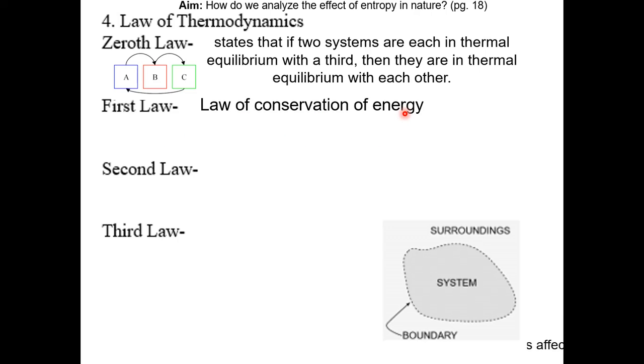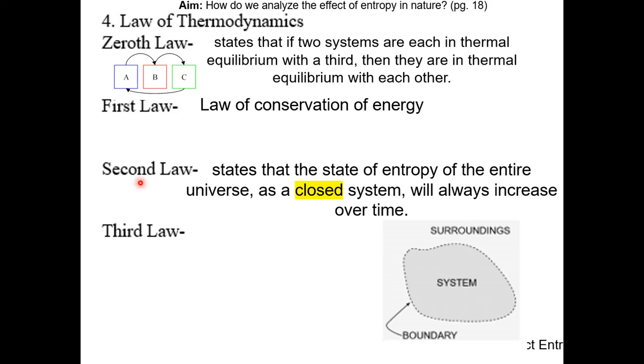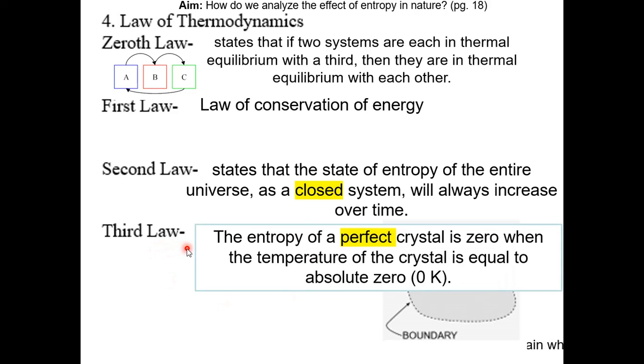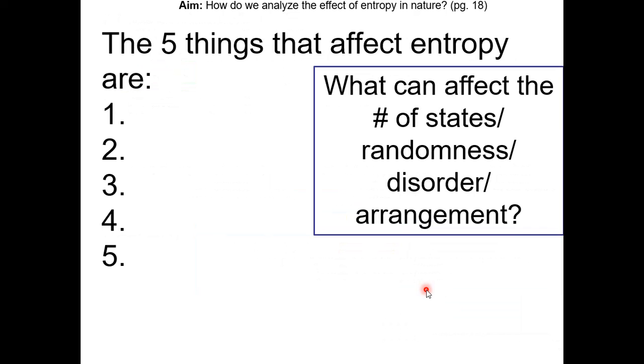Energy cannot be created or destroyed. The second law of thermodynamics states that the entropy of the entire universe, as a closed system, will always increase over time. So whenever you have a closed system, entropy will always increase. The third law states that the entropy of a perfect crystal is 0 when the temperature of the crystal is equal to absolute zero, which is 0 Kelvin.